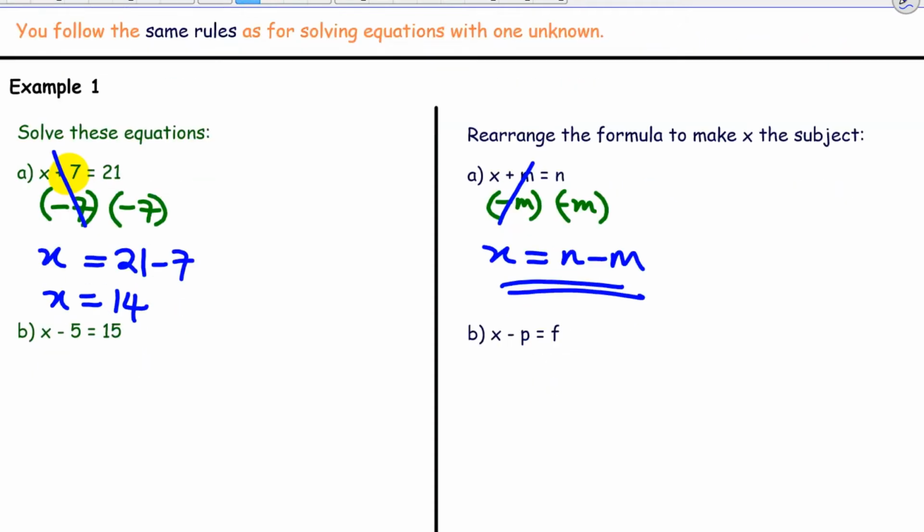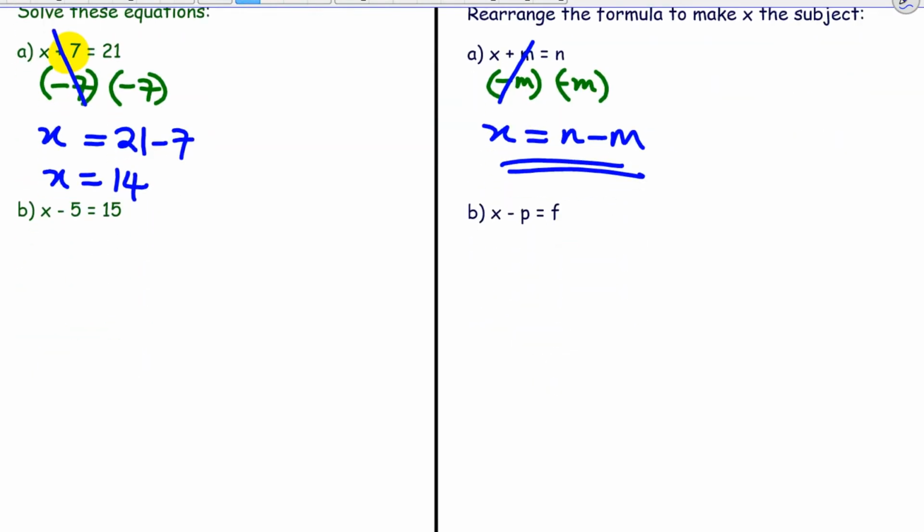Okay, so we are going to apply the same methods to make x the subject of the formula in these two next examples. So the opposite of subtracting 5 is adding 5. So we add 5 on each side. So 5 minus 5 is 0. So we'll just end up with x is equal to 15 plus 5, which means x will be equal to 20.